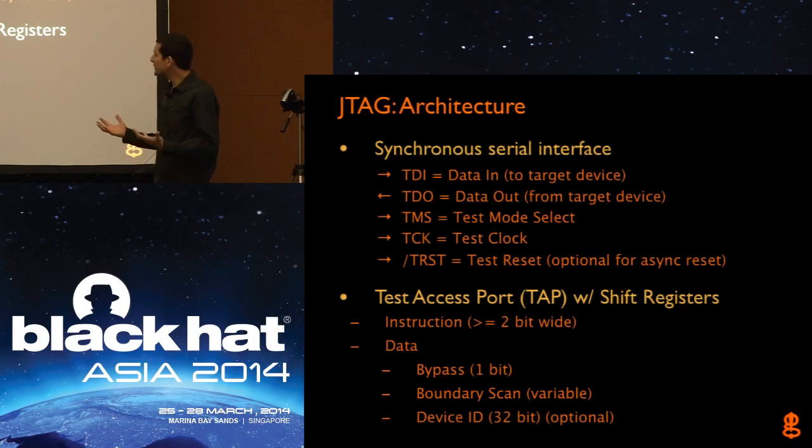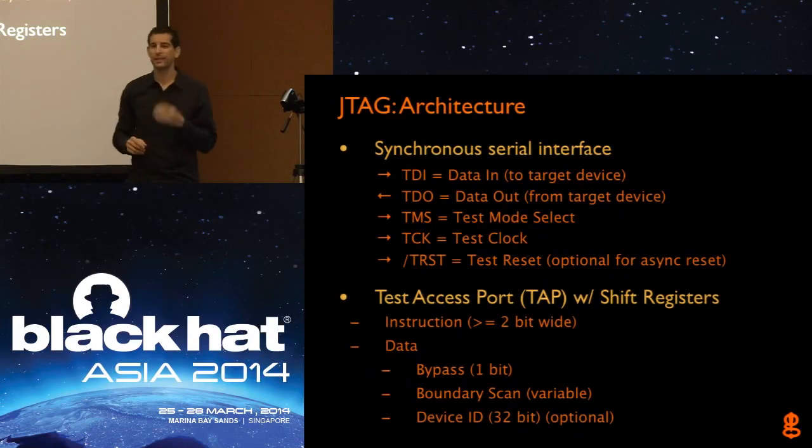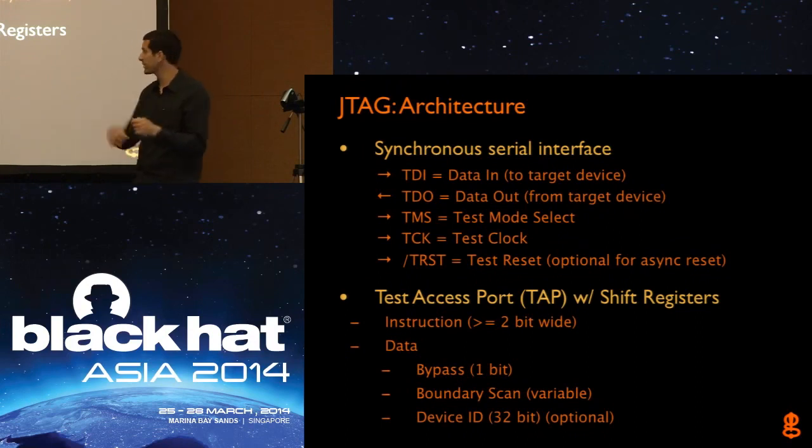So the architecture is basically a tiny little state machine that can execute instructions. It's sort of like a little CPU, and we're basically shifting data in and getting data out. So it's lots of shift registers. The interface is a synchronous serial interface, synchronous meaning that it requires an external clock. So there are 4 signals that are required: data in, data out, mode select, and clock. And the mode select is what we use to go through the different states of the state machine. And then we're just shifting data in and shifting data out.